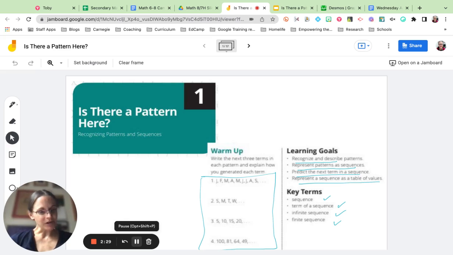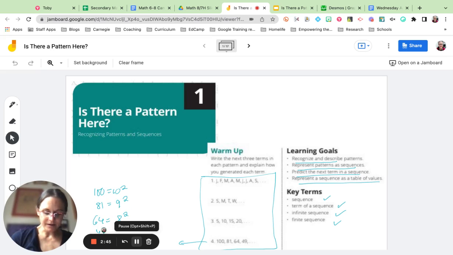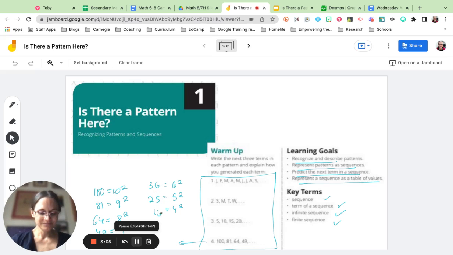I want to actually work backwards, so I'm going to start by talking about number 4. One thing I noticed is that 100 is equal to 10 squared. 81 is equal to 9 squared. 64 is equal to 8 squared. 49 is equal to 7 squared, and we could keep going. So the next 3 terms in the sequence would be, let's see, 6 squared, 5 squared, and 4 squared. That's 36, 25, and 16. Fun, huh? So let's write those down.